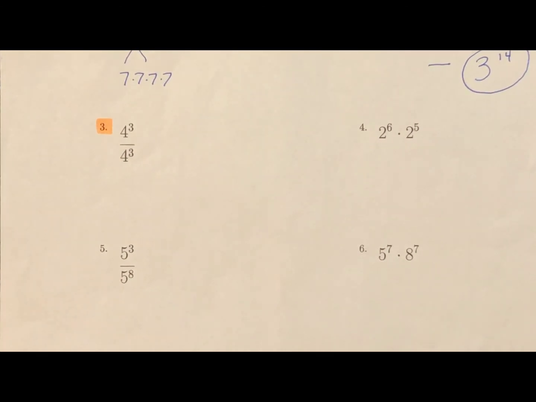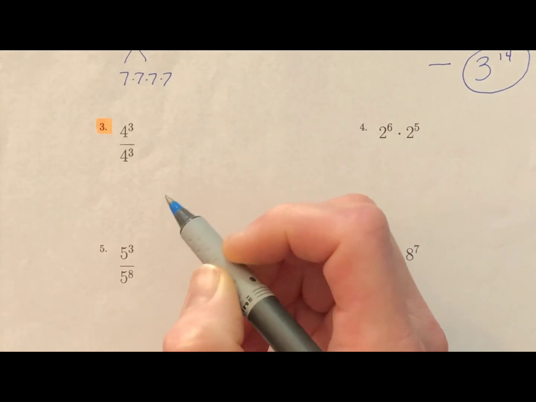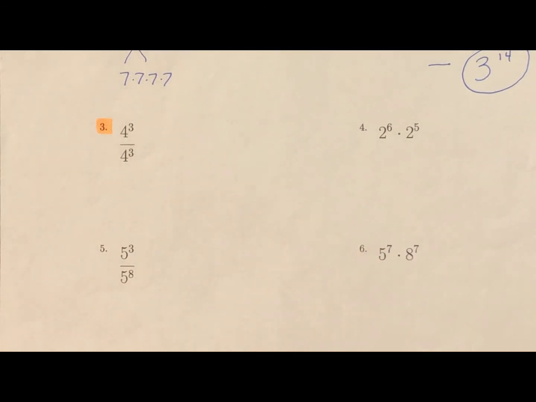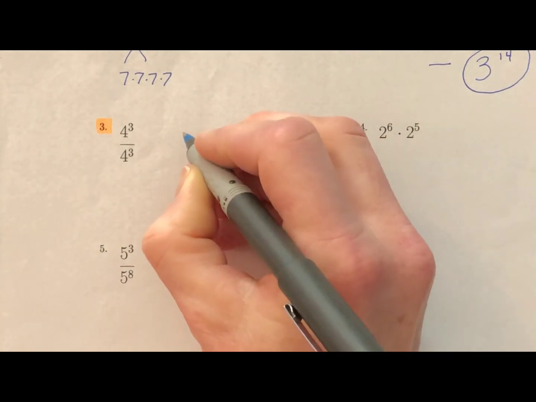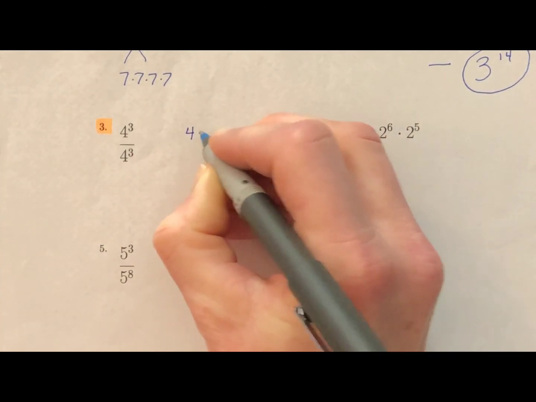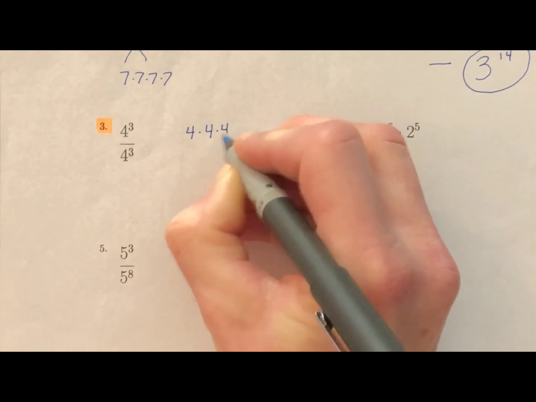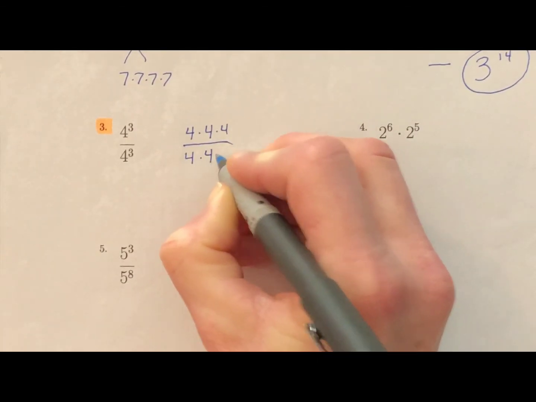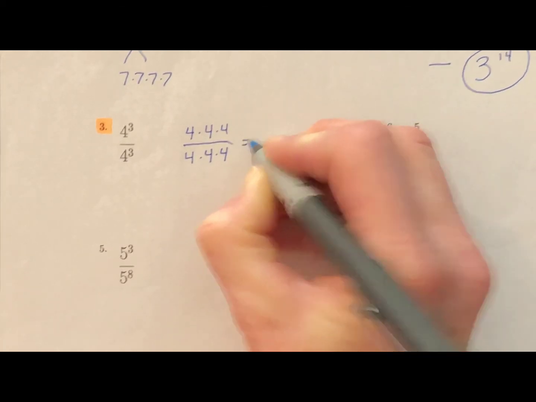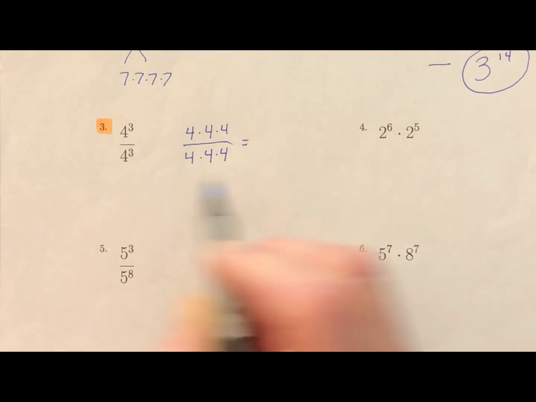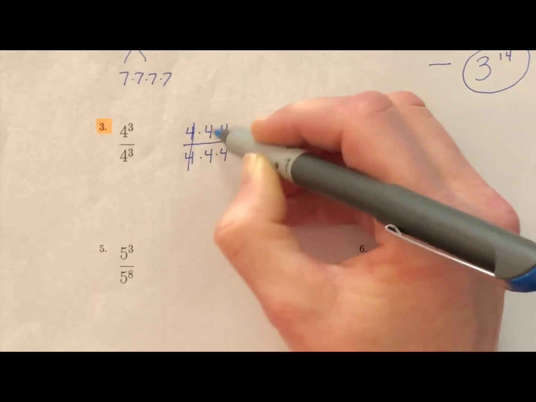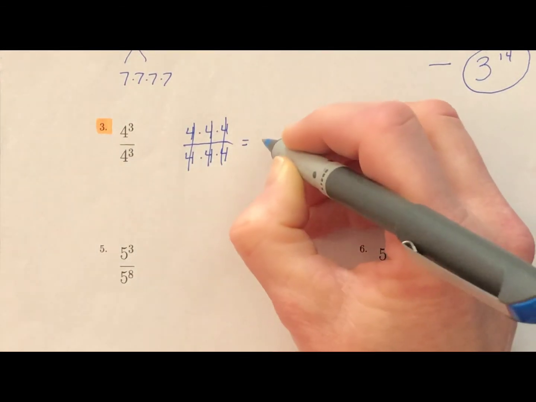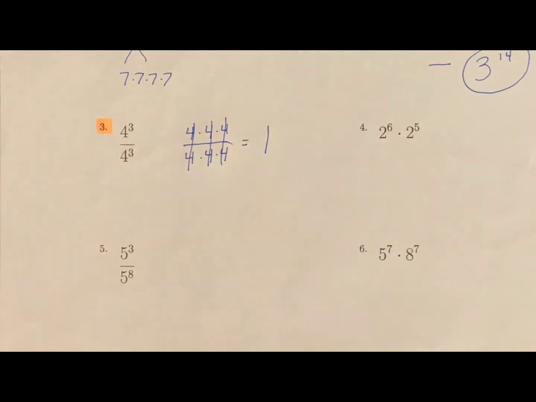Number three. This is the kind I see people mess up on the most. Let's look at this one. So we have 4 times 4 times 4 over 4 times 4 times 4. Oh, I didn't notice. Yes, so these cancel out. Well, everything cancels out. Huh. So you're left with just 1.